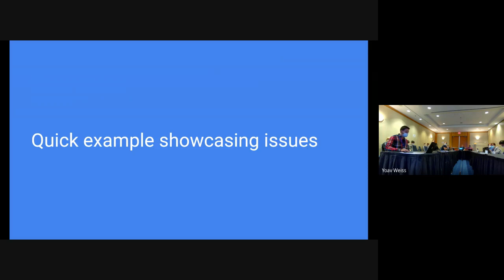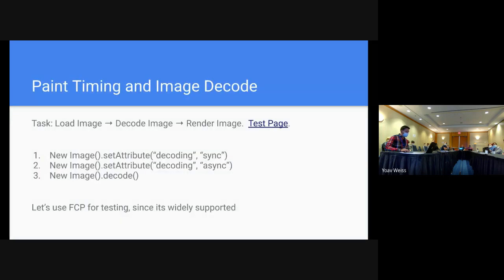So I wanted to start with a quick example showcasing where it can be confusing. And that is, how do you do paint timing and image decode? So the task is to load an image, decode that image, render that image. I built a test page, and I used 3 different strategies. You can create an image, make sure it's loaded, and use the decoding equals sync attribute. You can use decoding equals async, or you can explicitly call decode and wait for decode to complete before you attach it to DOM. Okay, and I used FCP for testing since it's widely supported.